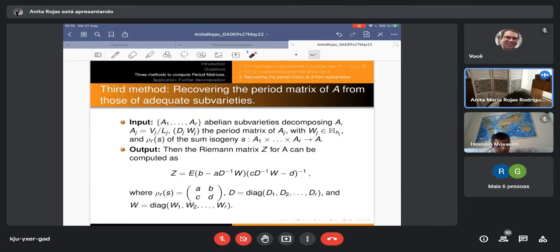So for instance, using the former method, you have the rational representation of this isogeny. With those ingredients, you can recover the period matrix of the ambient variety in this way. It comes from writing the Hurwitz equation for this isogeny. You know the pieces, and you can put everything together and recover the Riemann matrix of the ambient variety.